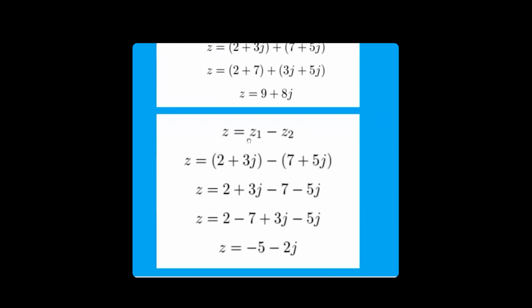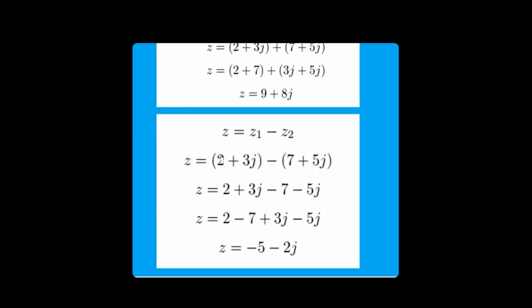When adding, you add the real part of the first complex number to the real part of the second complex number. In this case, you add 2 and 7. Similarly, you add the imaginary parts of both complex numbers. That is, you add 3j and 5j. Adding the real parts, 2 plus 7 gives 9, which is a real number. Adding the imaginary parts, 3j plus 5j gives 8j. So, the sum of z1 and z2 is 9 plus 8j.